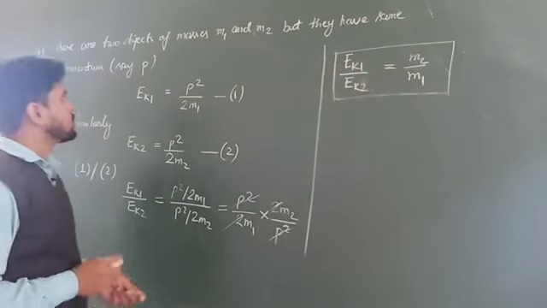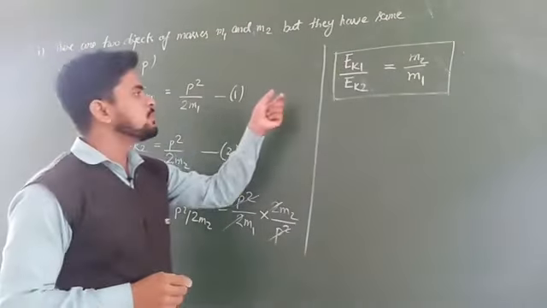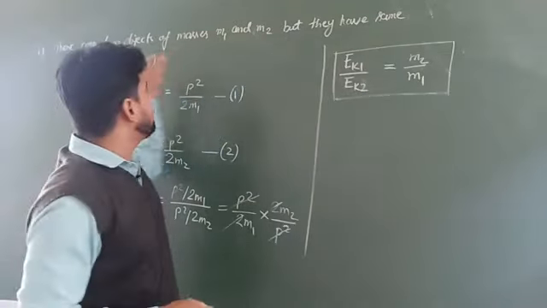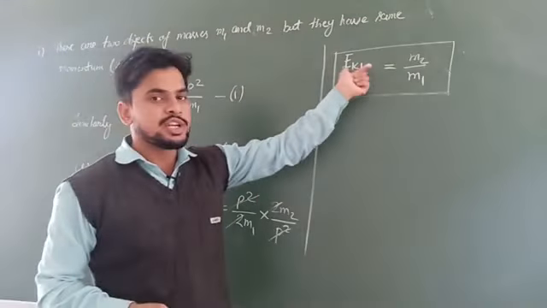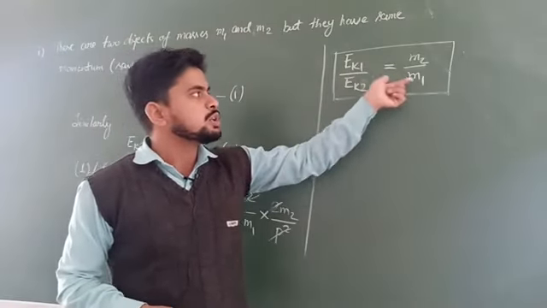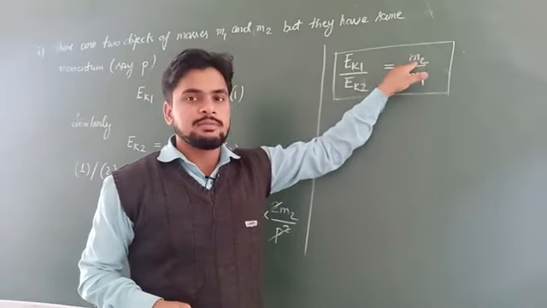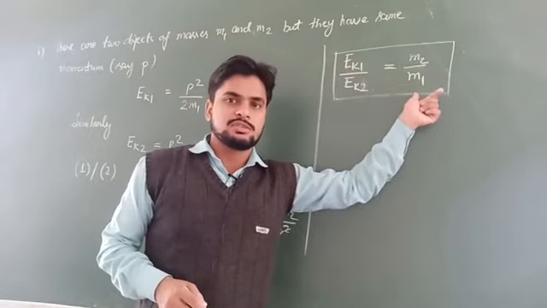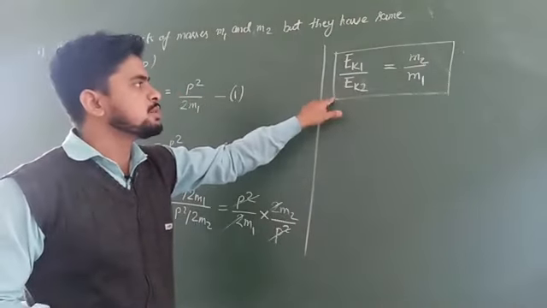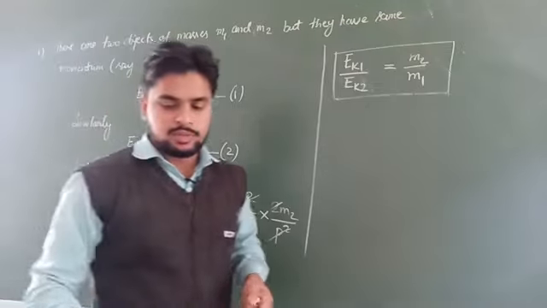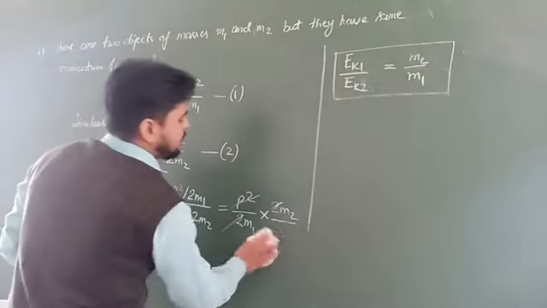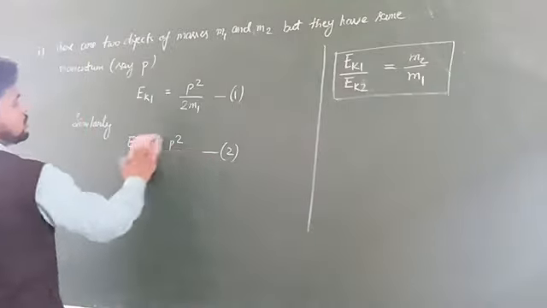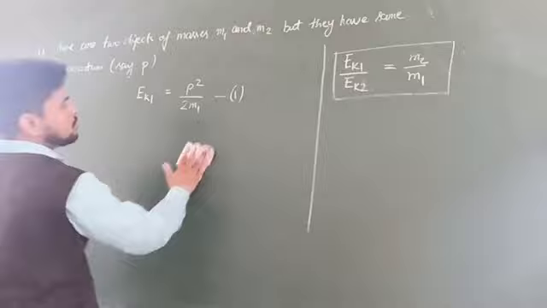What does it mean? If there are two objects of different masses m1 and m2, but they have the same momentum, then the ratio of their kinetic energies is equal to the ratio of the mass of the second object divided by the mass of the first object. So this is the required relationship between their kinetic energies. Now again we have one more relation. Students, you have to note down these things properly in your notebook.